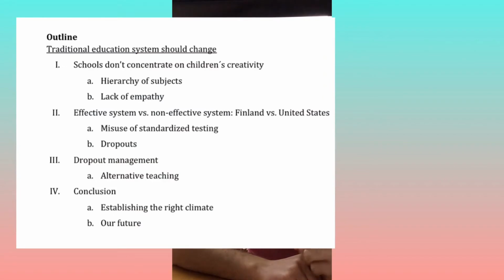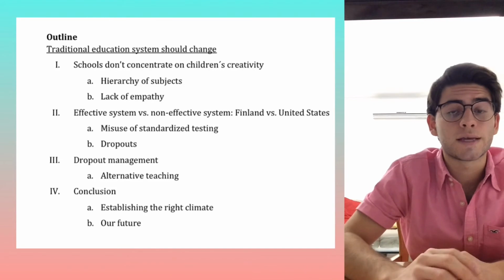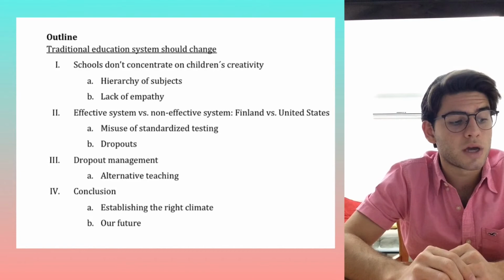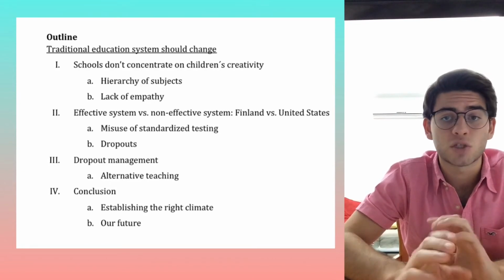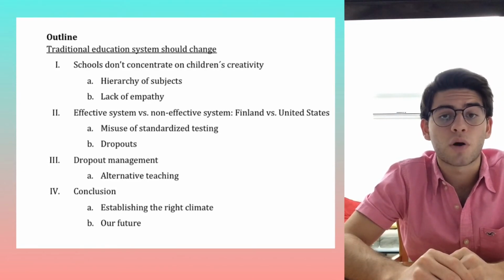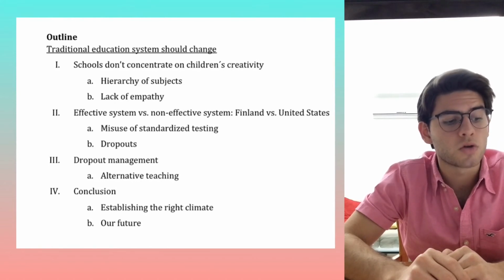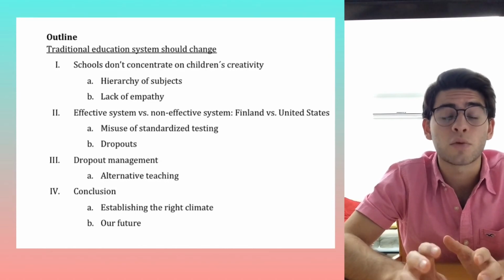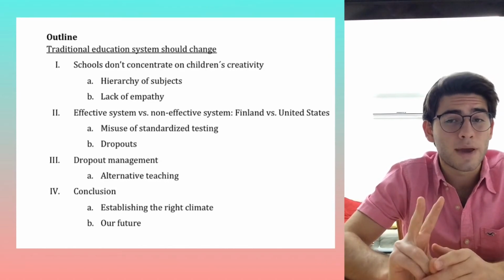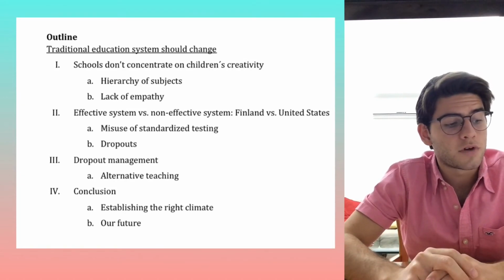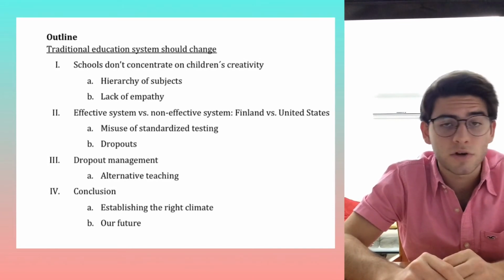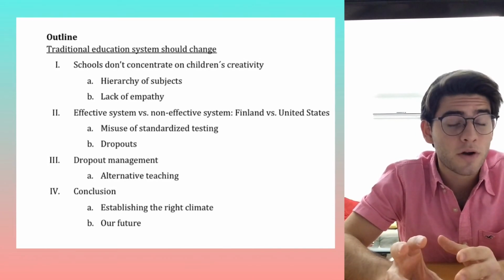As you can look over here, you have my outline, so let's check it together. First, we have the topic, which is traditional education system should change. It stays the same. Then we go to the first paragraph, which is schools don't concentrate on children's creativity. You're mostly going to talk about this in the first paragraph, but then you have to have two main subtopics. The first one is hierarchy of subjects. This has to correlate with the main topic of your first paragraph.